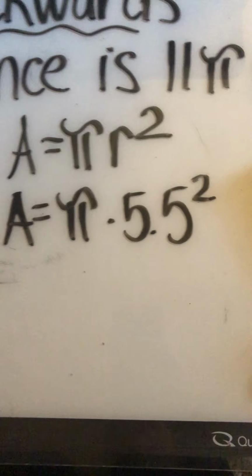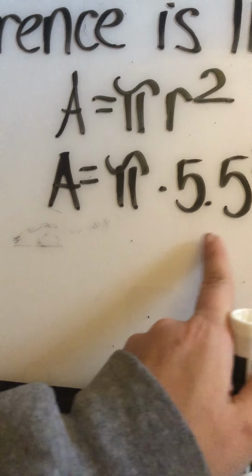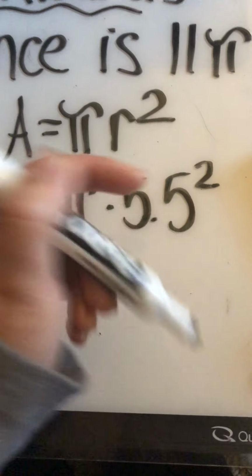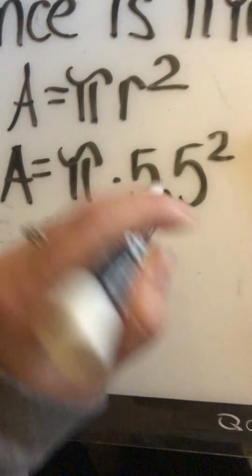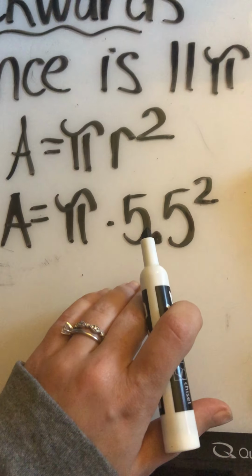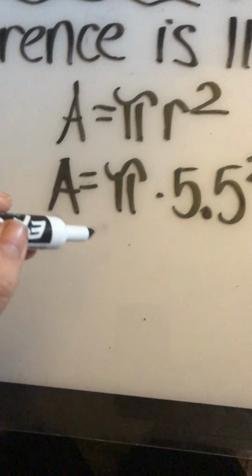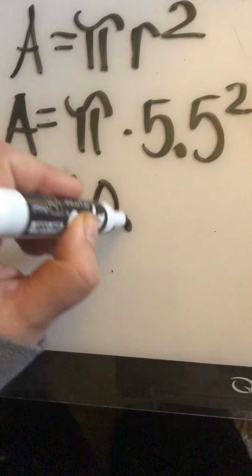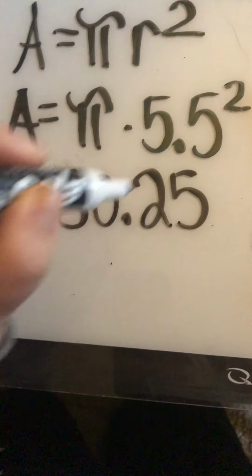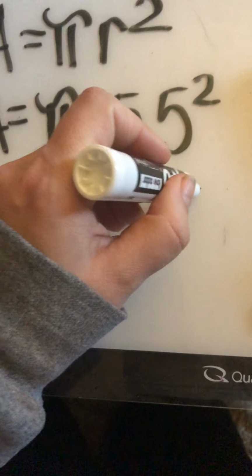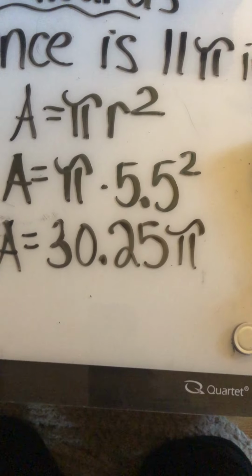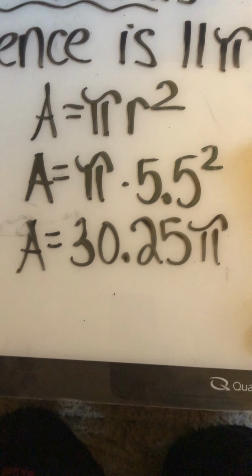Remember, order of operations, we have to do our exponents first. So 5.5 squared is not 5.5 times 2, it's 5.5 times 5.5. And that answer is going to be 30.25. And I bring down my pi to my answer. So now I have my answer in terms of pi for the area.